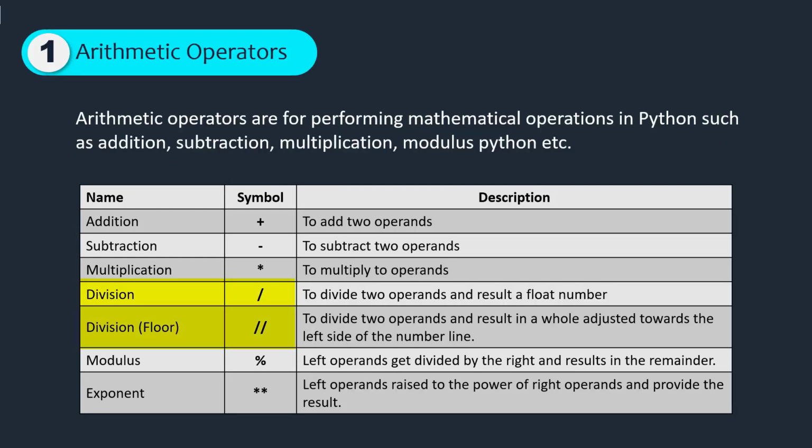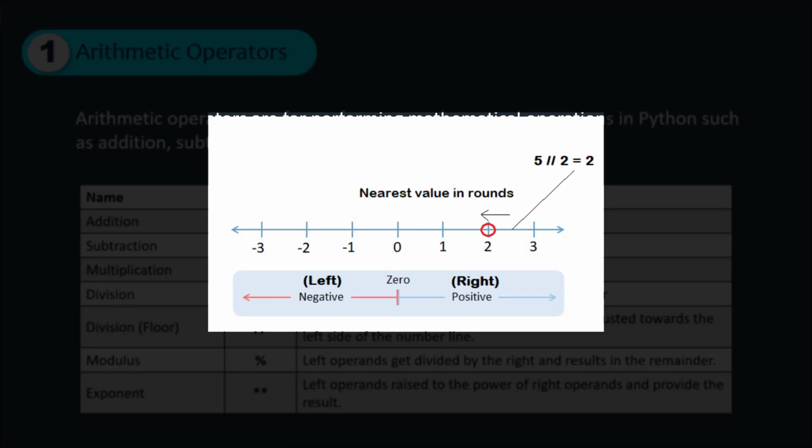The difference between division and floor division is that normal division will just give a float output, for example 5 divided by 2 will be 2.5. We will also see the example through live coding. The floor division will give a result adjusted towards the left side of the number. For example, if you do floor division of 5 by 2, it will give 2 because the result actually is 2.5, but the nearest value towards the left side of 2.5 is 2.